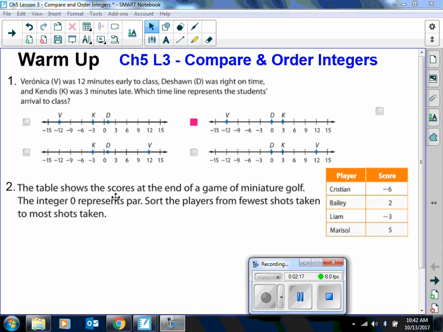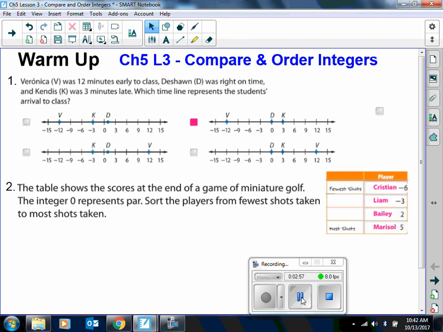Number 2, it says the table shows the scores at the end of a game of miniature golf. The integer 0 represents par. That means they're breaking even, okay? Sort the players from fewest shots taken to most shots taken. Now remember, fewest shots taken would be to the very left on the number line, correct? Okay, so which one comes first? Negative 6, and then negative 3, and then 2 and 5. All right, so this is your results.